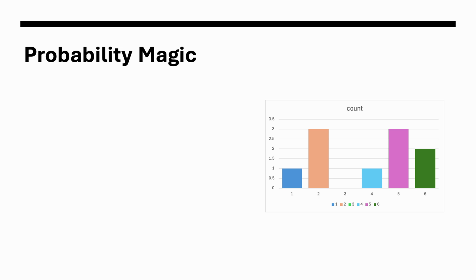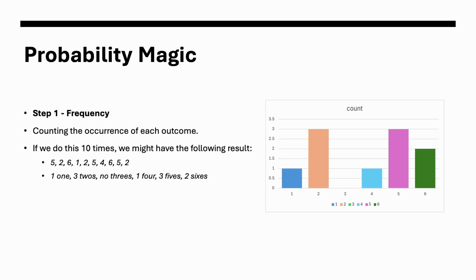All faces of the dice are equally likely, but it is not equally likely to get a 6 or not get a 6. What's more, when we roll the dice 6 times, it could be all over the place and not close to 1 out of 6 at all. So for counting frequency, the number of occurrences of each outcome, we could try rolling the dice 10 times. And when we do, we get 5, 2, 6, 1, 2, 5, 4, 6, 5, 2. That's 1 one, 3 twos, no threes, 1 four, 3 fives, and 2 sixes. This looks like a mess. It doesn't really look like any shape at all.